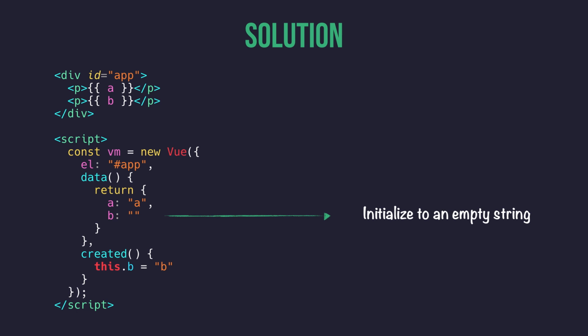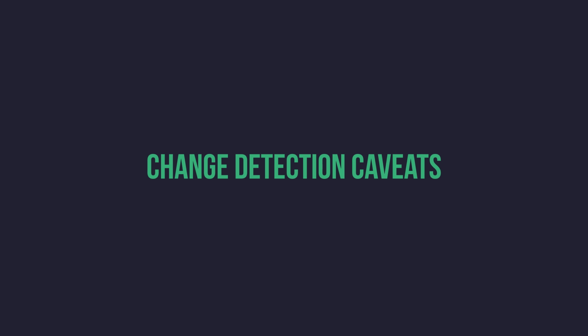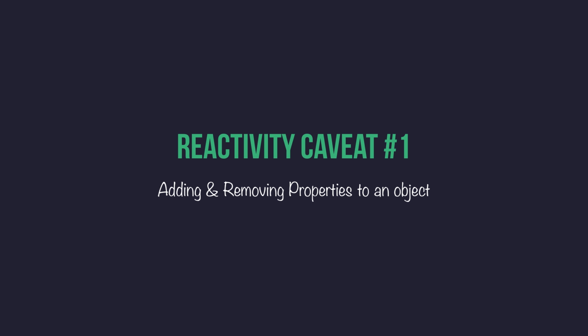So one way that we can fix this is to declare and initialize our b variable. We'll initialize it here in our return object to an empty string. Then in the created lifecycle hook, we could go out and, say, call an API to get that updated information, and that will work. So knowing that, I want to talk about a few reactivity caveats in 2.x.